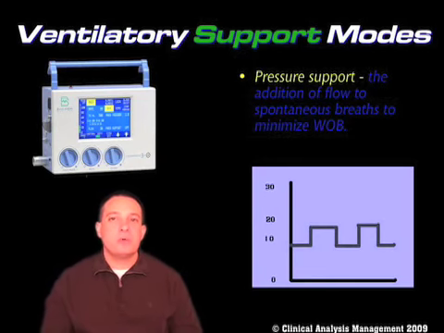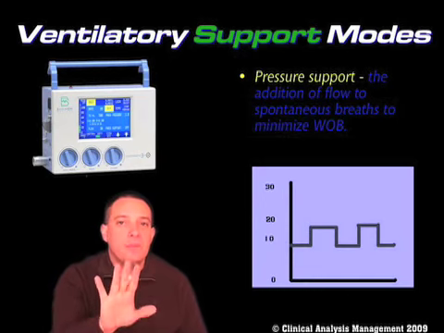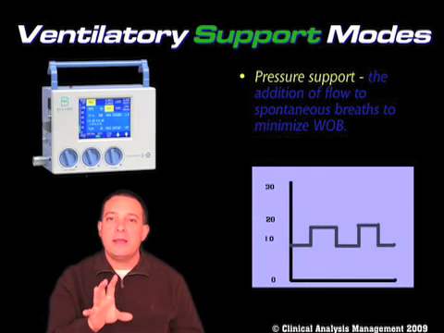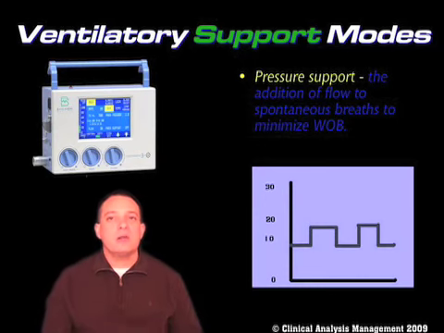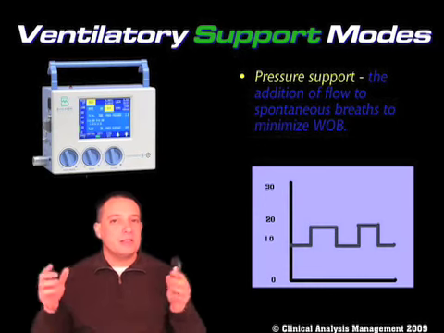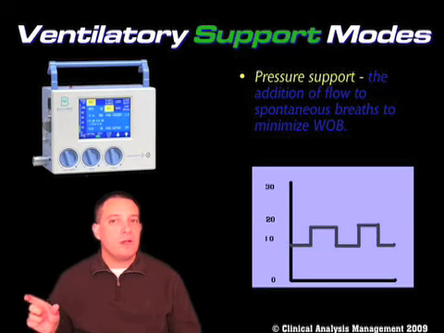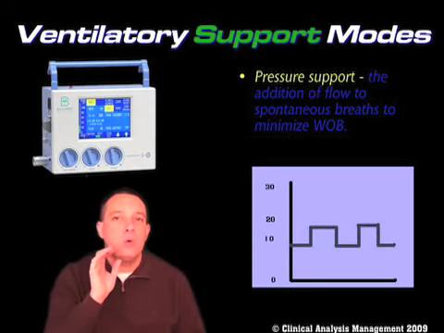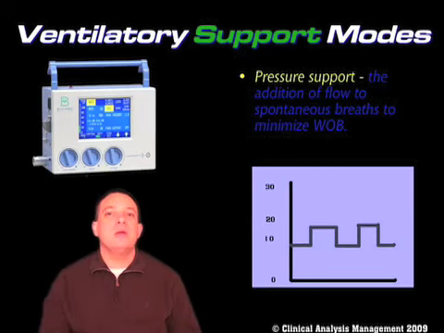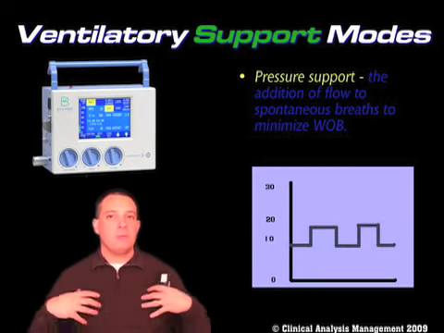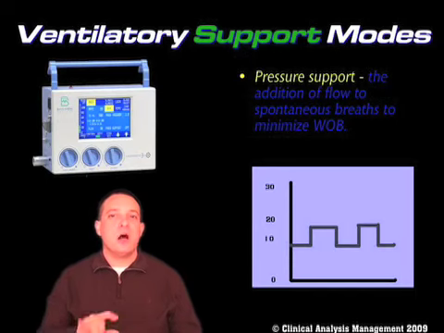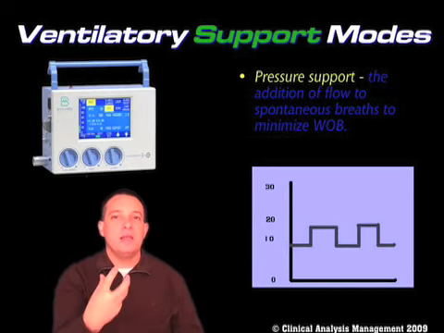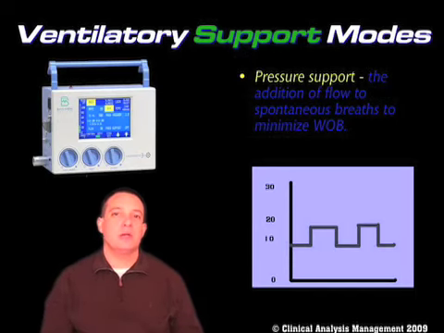So when we put somebody on pressure support, basically we're adding just a little bit of flow only when they breathe in. So only when they start to inhale, and it's a breath that's not inside the window for a full-on ventilator breath, then we give just a little bit of flow. And by doing that, it makes it easier for the patient to inhale. So basically all we're doing is overcoming the resistance of the airway circuit.